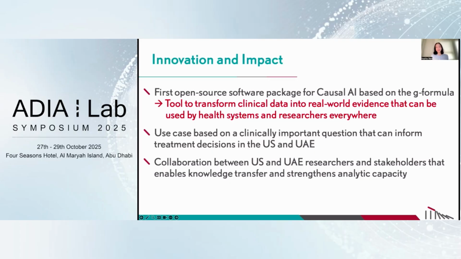So to really summarize the innovation and potential impact of our project, we will be developing the first open source software for causal AI based on the G-formula. And our idea is for this to be a tool to transform complex clinical data into real-world evidence that is accessible to everyone. And so the first application of the software will be on a use case based on a clinically important question that can inform treatment decisions both in the US and the UAE. And we also aim to establish collaboration between US and UAE researchers and stakeholders from different fields and areas that can enable knowledge exchange and strengthen analytic capacity.